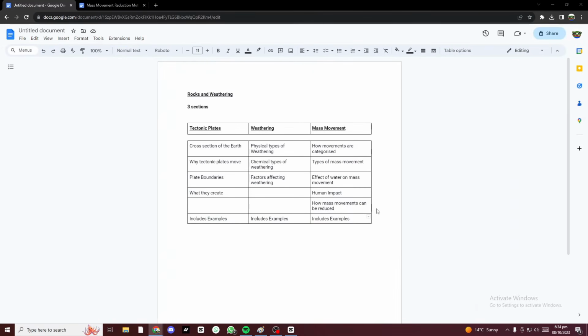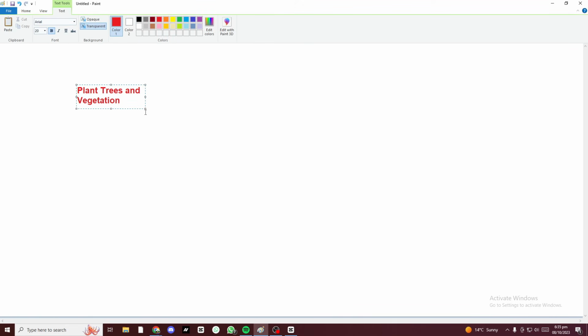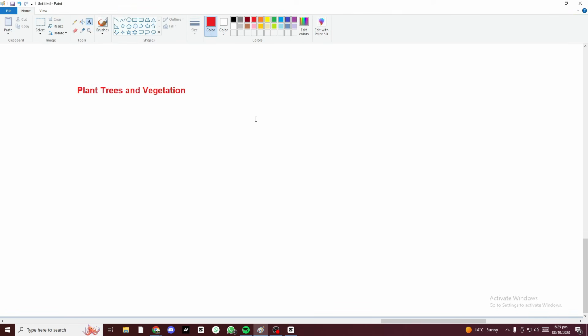Now finally we get to the end of mass movements, and the last topic in mass movements is how mass movements can be reduced. Mass movements like landslides and erosion can be reduced by quite a few methods. The first one being as simple as planting trees and vegetation. Planting trees and vegetation on slopes helps stabilize the soil.